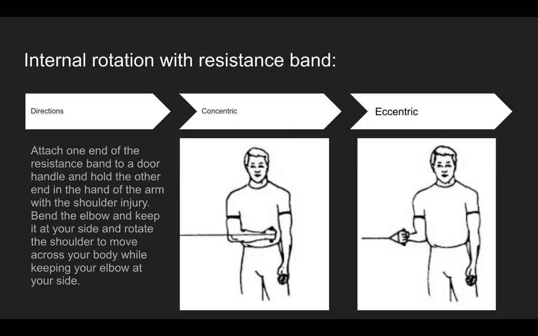And then with internal rotation with resistance band, you would attach one end of the resistance band to a door handle and the other to the hand of the arm that has the shoulder injury. And then bend the elbow and keep it at your side and rotate the shoulder to move it across your body while keeping your elbow at your side. And you would do this very steadily and at your own pace to make sure you don't injure your shoulder even further.